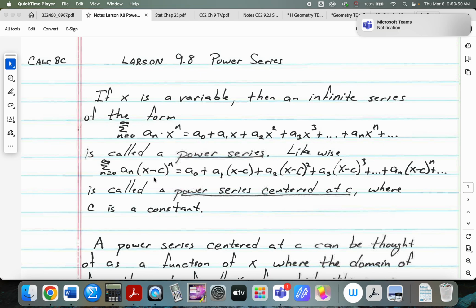Here, we can center it somewhere else. The summation as n goes from 0 to infinity of a sub n times x minus c to the nth. Same sort of thing. Looks a bit like a Taylor polynomial, right? It's just that this is centered at c. So that's a power series centered at c, where c is a constant. So again, primarily the difference is simply that the polynomial is finite and the series is infinite.